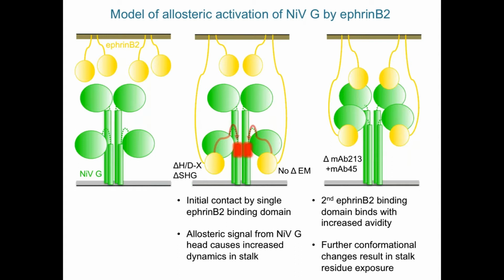These changes make up an allosteric signaling pathway from the efferent binding interface of the globular domain to the stalk. The dimeric nature of FNB2 allows the second head domain to bind with increased avidity. This binding results in further conformational changes that are detected by differences in binding to MAB 213 and 45, and this leads to exposure of the stalk so that G can activate F fusion.